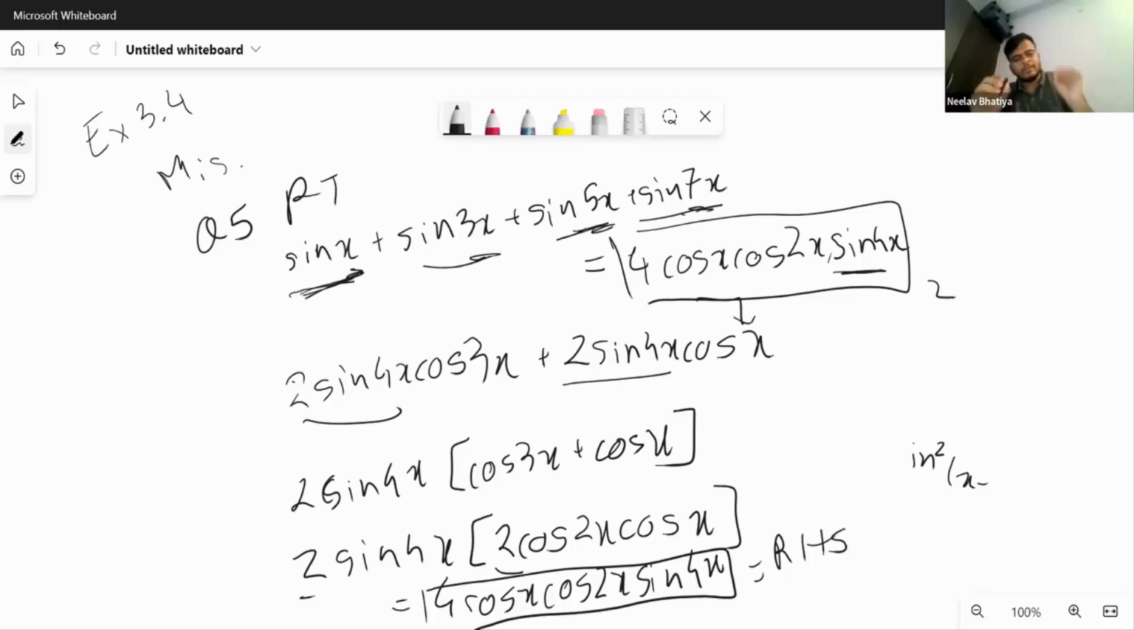So before solving questions of this kind, try and look at the term that is being built in the RHS and see if there is any specific formula that you could apply to the LHS so you get something along the lines of the RHS. Try and formulate that in your mind, and that is how you're going to solve these questions. So, moving on to the sixth question for the day.